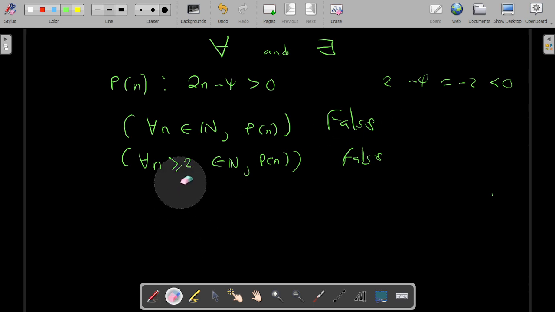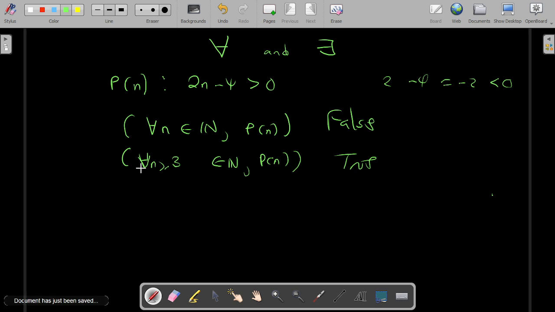But if I say n has to be strictly greater than 2, then this proposition is going to be true, because we are now going to start at 3. And from 3 going forward, we're going to have positive numbers. So this is only true if values of n taken from a particular set of numbers all satisfy the proposition P of n.